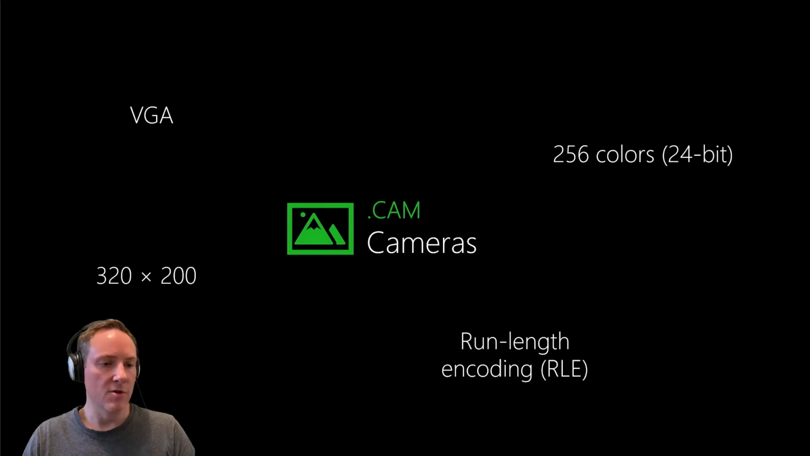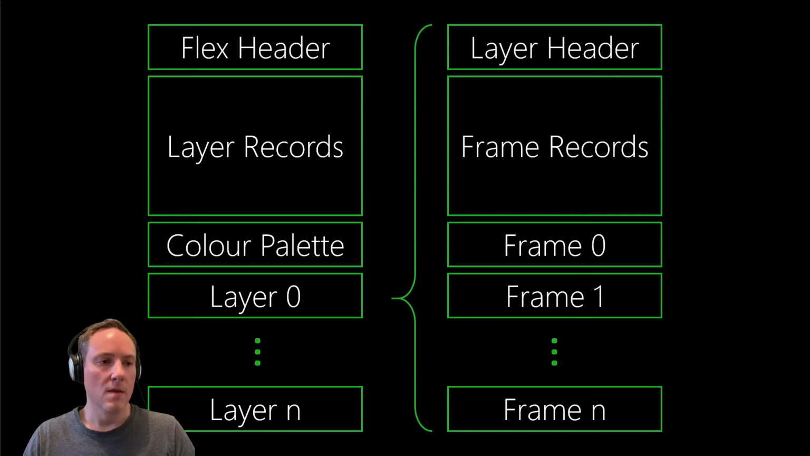And I was already familiar with run length encoding, which we touched on earlier with the fonts. So after opening the CAM files in a hex editor, I found that they're actually FLX container files, which we saw with the music and sound effects, just with the extension changed to .cam. But I still had to work out the structure of each item, or the chunks of data within the FLX file.